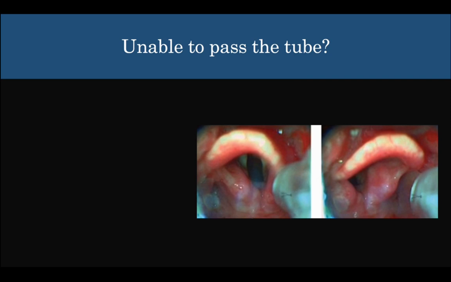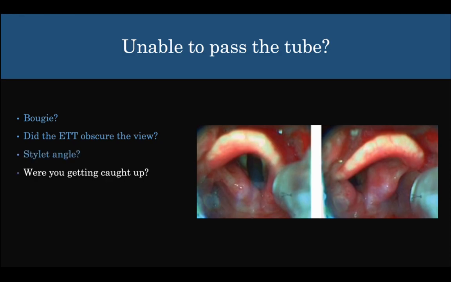Now, if I was able to see the airway, but I couldn't pass the tube, honestly, this is usually a problem that people come across when they're using video laryngoscopy and they haven't had a lot of experience with it yet. So ask yourself, did you use a bougie? Did the ET tube obscure the view? How was your stylet? Was it the proper angle for the type of blade that you're using? Were you getting caught up on any structures? And what tube size did you have?